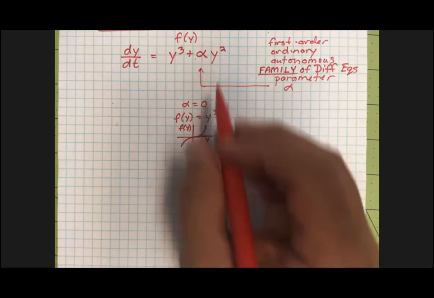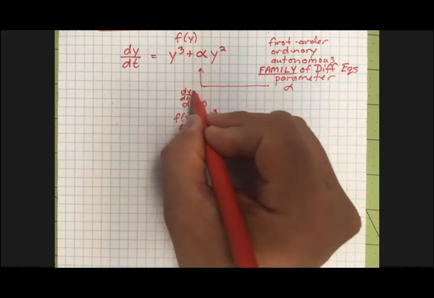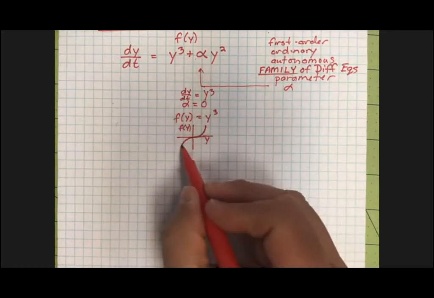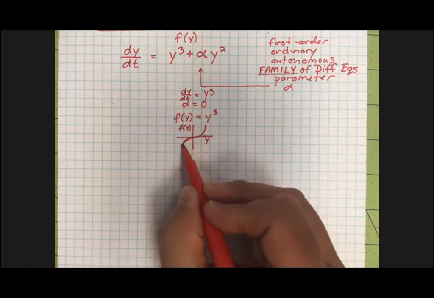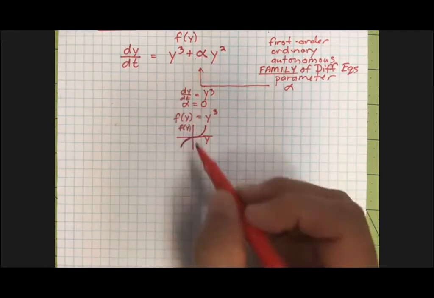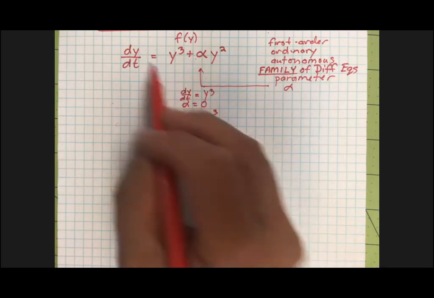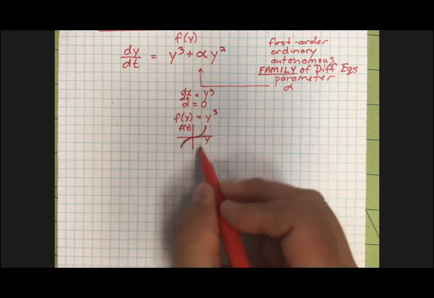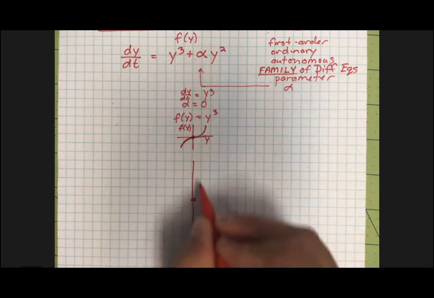What's the phase line for that? What's the phase line for the autonomous differential equation dy/dt is y cubed? Well, it depends on the slopes. And here it says slopes are negative. f of y is negative means the slope is negative. Now you say, oh, the slope of that curve is positive. I didn't say the slope of the curve. I said the value of f of y, which is the slope of my differential equation. So I have negative values of f on the left, positive values of f on the right, and a zero value of f in the middle. That gives me a phase line.